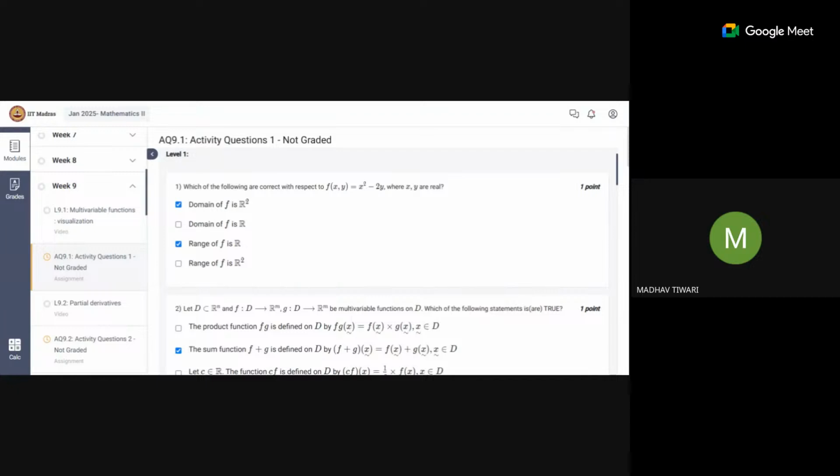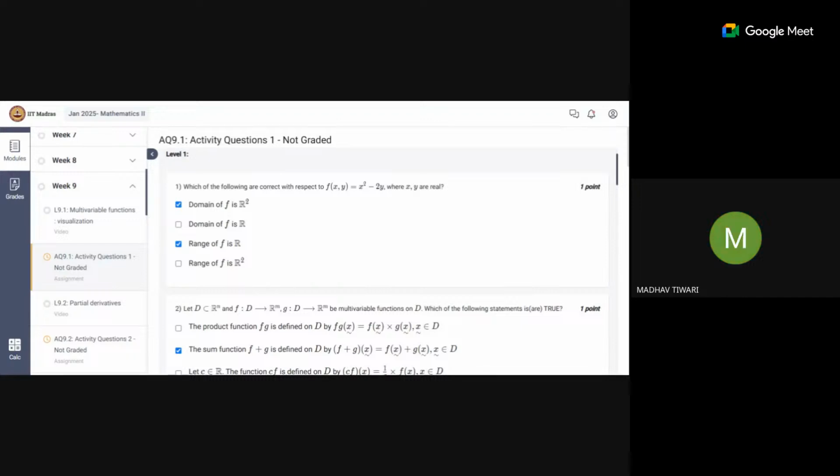Sir, I'm asking, if it is x square minus 2y square, then the range will be R2? No, no, it will not be R2. R2 means there is one other component here, like x square minus 2y, comma, x minus y.